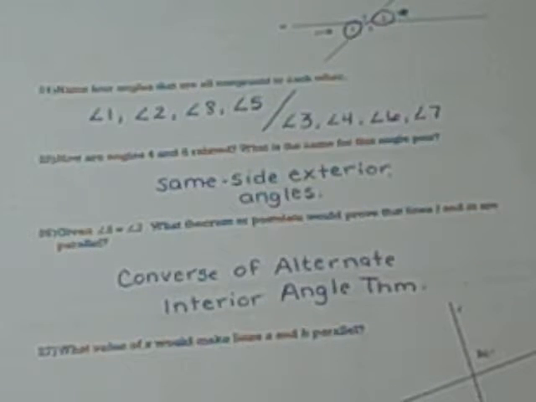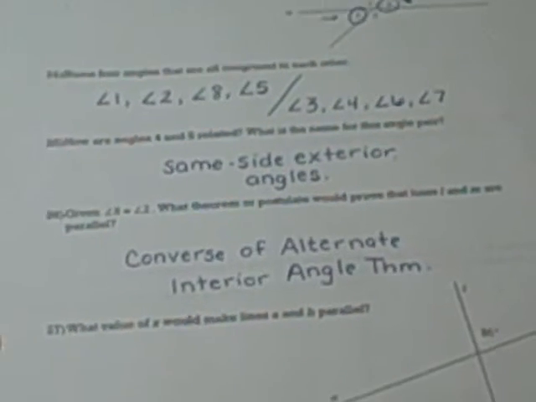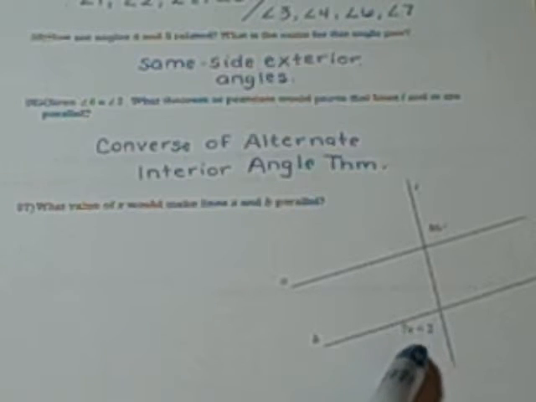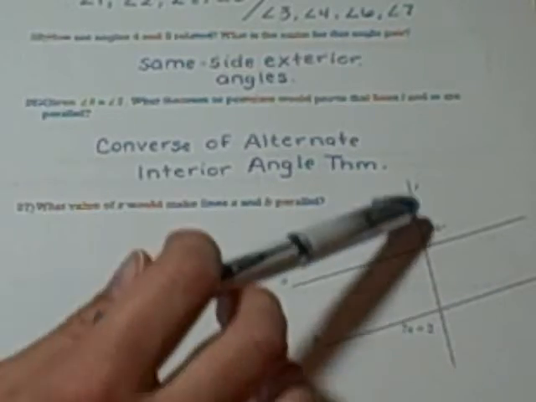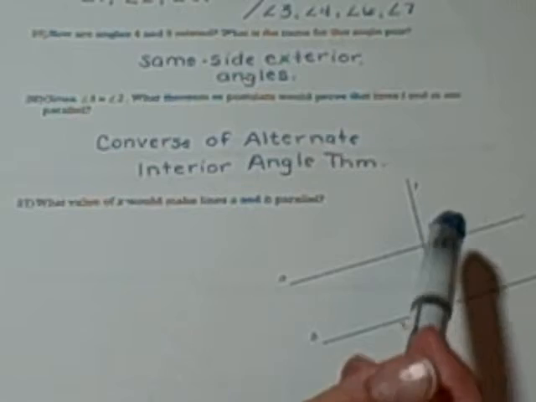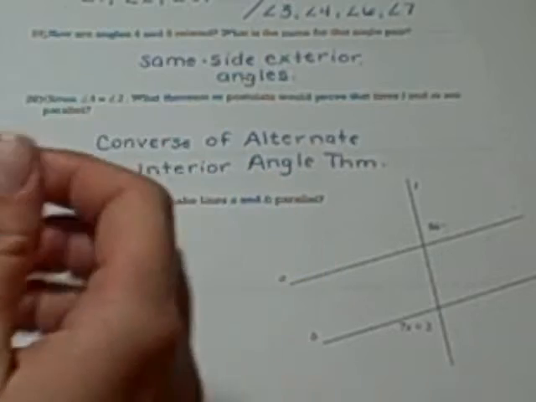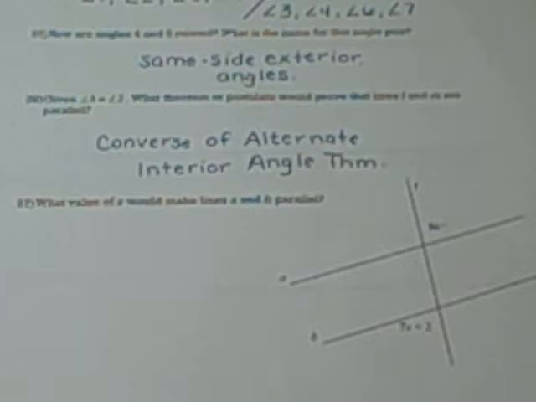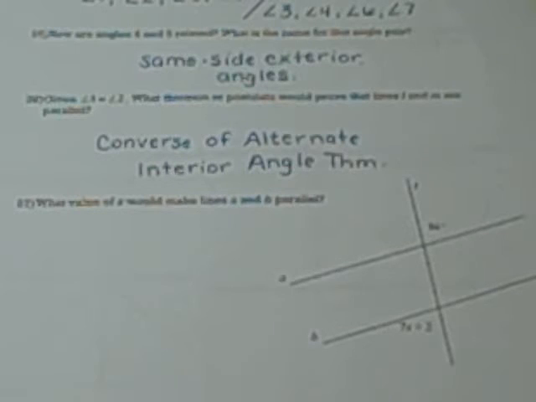Okay, 27 is actually along the same lines. 27 gives you a different diagram, but it's asking you what value of x would make these two lines parallel down here. Well, if these two lines are parallel, these two angles would be alternate exterior angles. Again, because they are on opposite sides of the transversal, and they are on the outsides of the parallel lines. So that's alternate exterior. And if we know that alternate exterior angles are congruent, then we know that the lines are parallel. So think about how I could write an equation that would make this congruent to that.